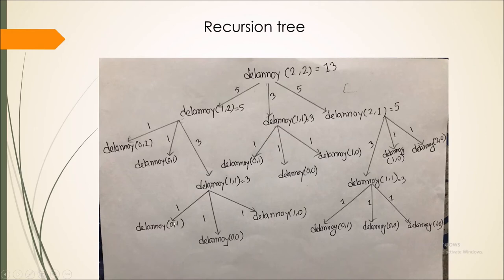So 3, 1 is equal to 3. Here 2, 1 is 2. So we have a total of 5 from this branch. Similarly, we will move forward here.